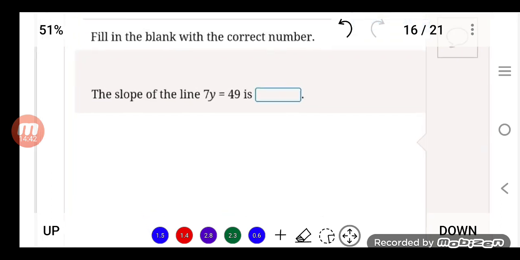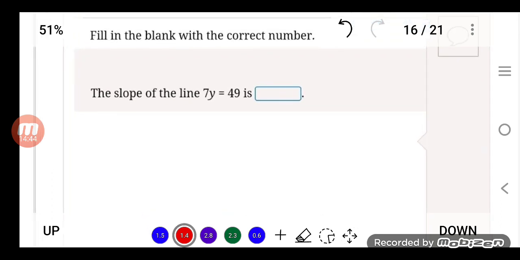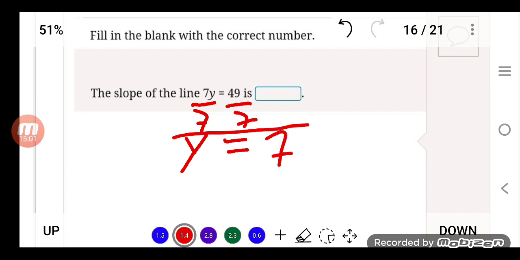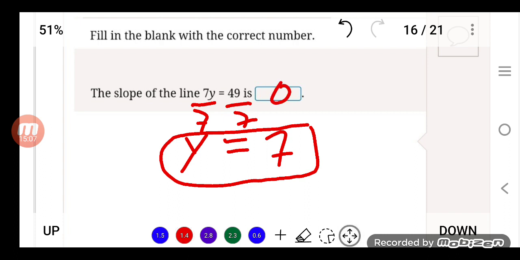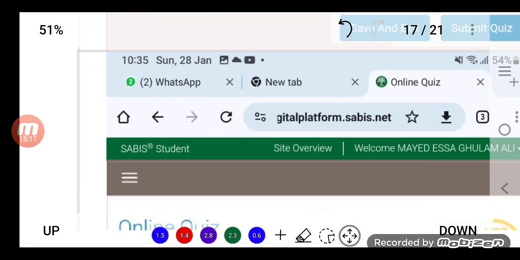The slope of the line is what? Now this line can be written y is equal to 49 divided by 7. If you divide both sides of the equation by 7, you get y equal 49 divided by 7 is 7. A horizontal line has a slope of 0, so it's 0. Any line of the form y equal constant number has a 0 slope.